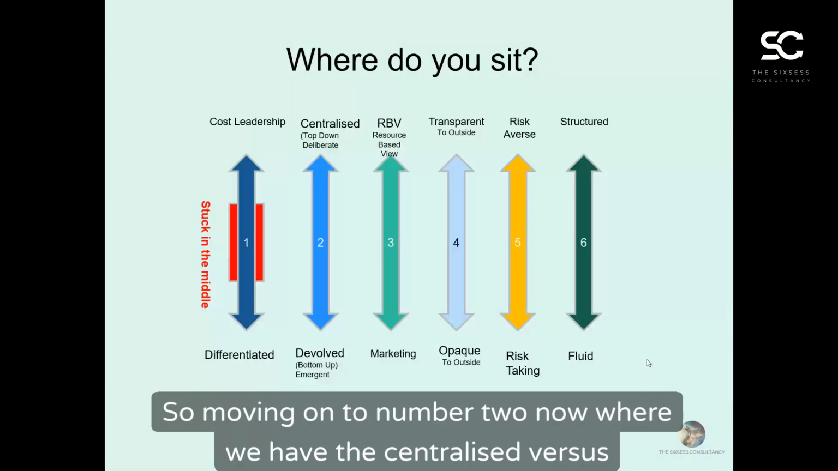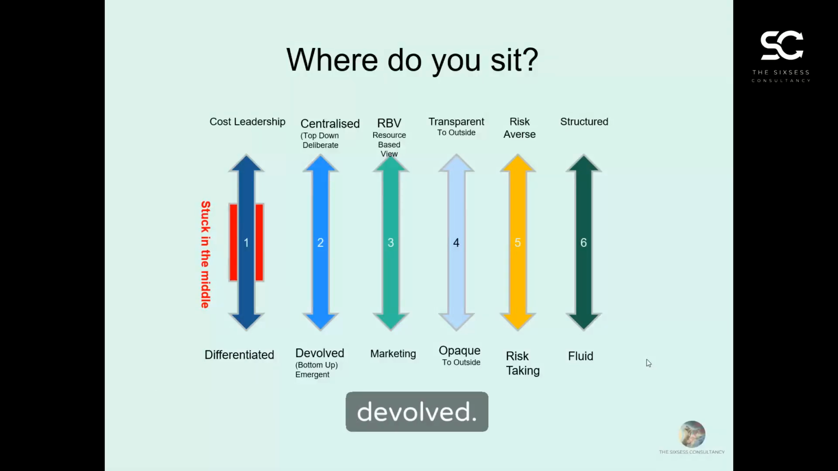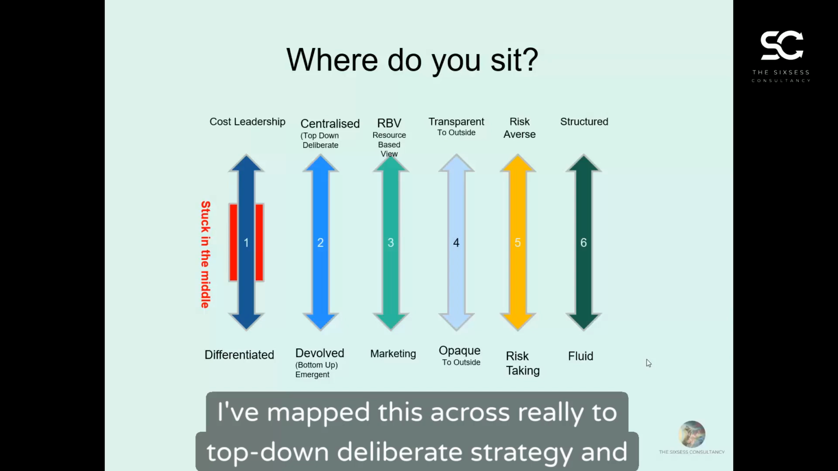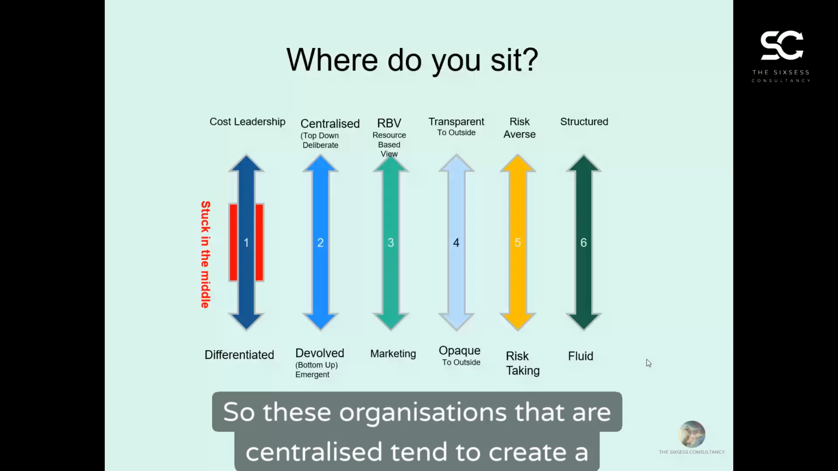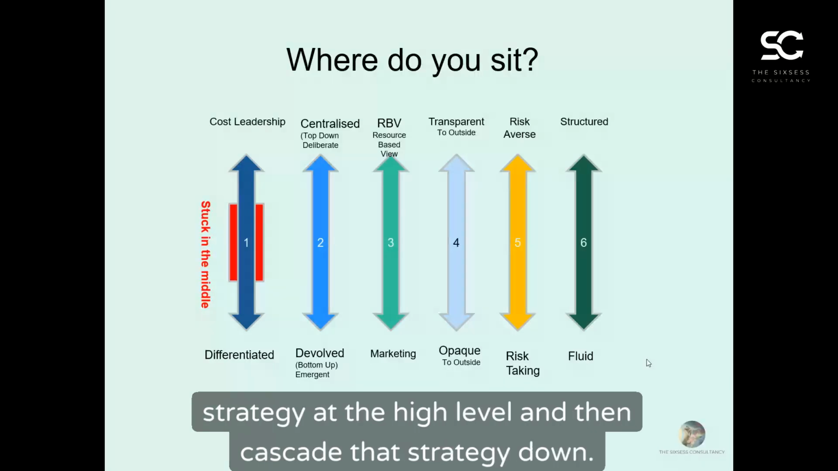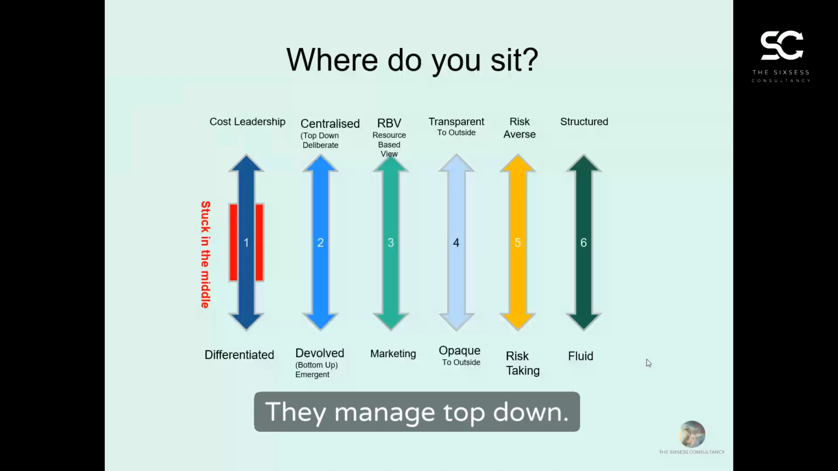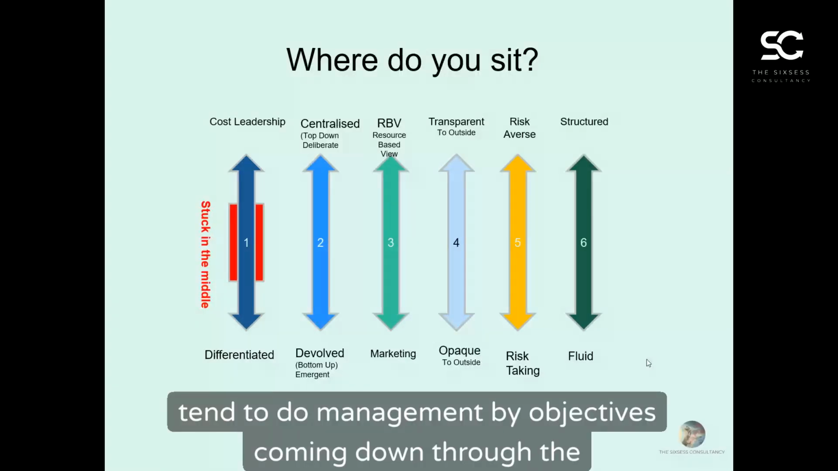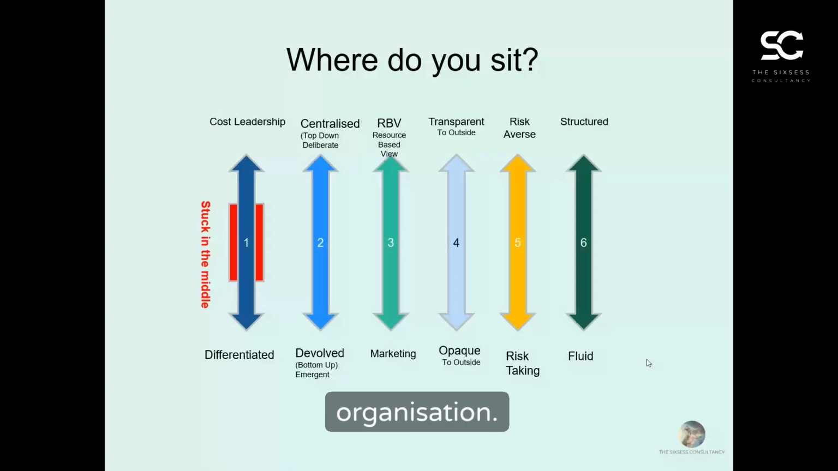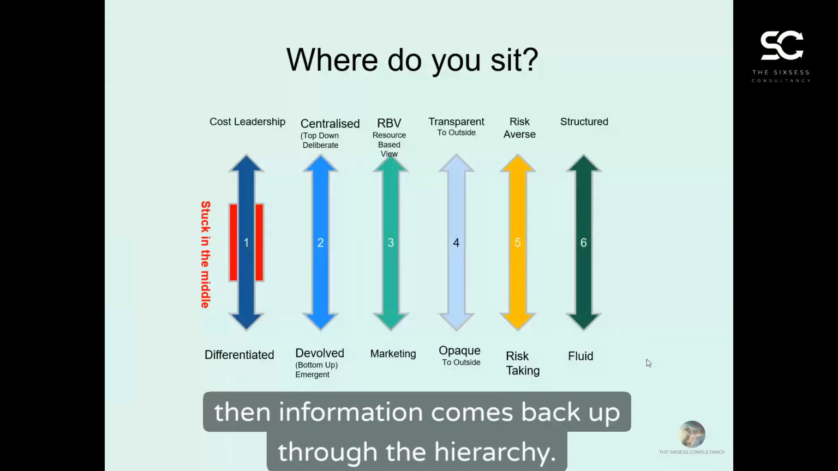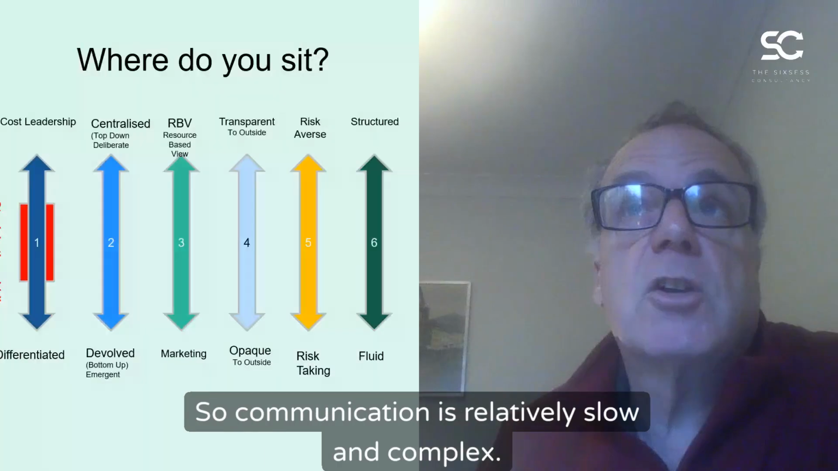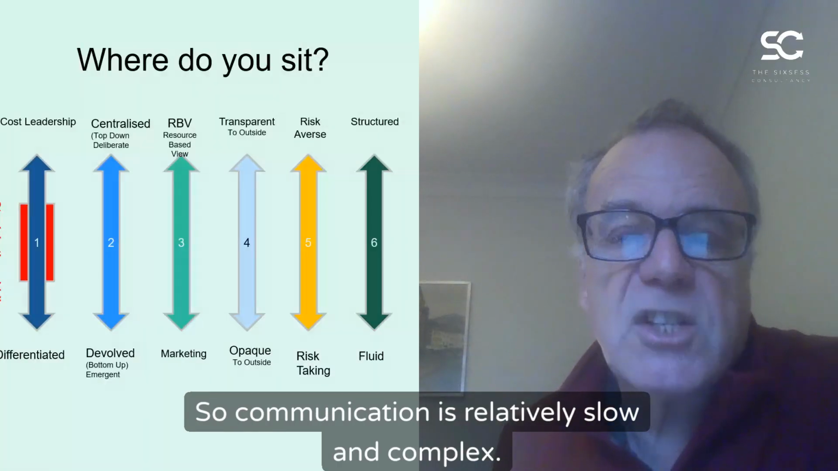So moving on to number 2 now, where we have the centralized versus devolved. I've mapped this across really to top-down deliberate strategy and bottom-up emergent strategy here. So these organizations that are centralized tend to create a strategy at the high level and then cascade that strategy down. They manage top-down. They tend to do management by objectives coming down through the organization. Information goes down through the various layers of the hierarchy, and then information comes back up through the hierarchy. So communication is relatively slow and complex.